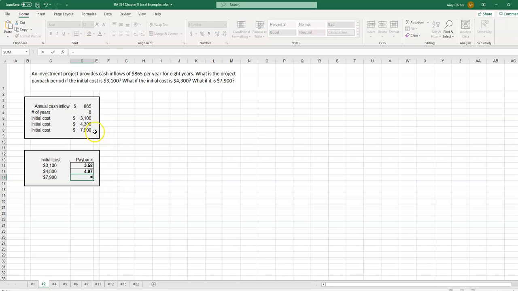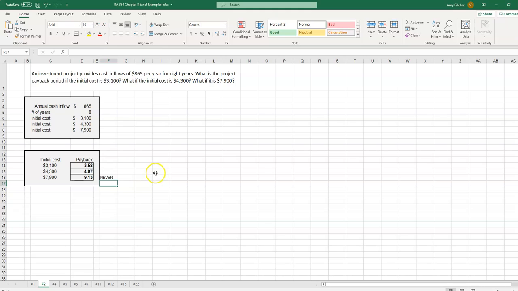And if the project costs $7,900, it takes 9.13 years to pay it back. This we would actually also say as never, because it's not paid back within the 8 years of the project. The project is only 8 years, and if it takes us 9 years to make the money back from it, then the project never pays for itself.